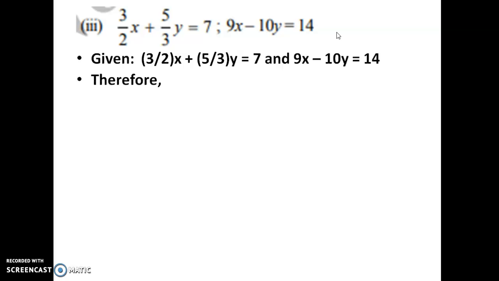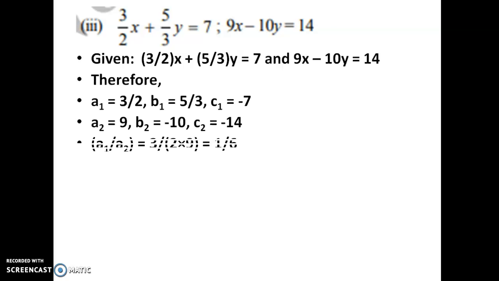So write the given equation. Okay, then a1 equal to 3 by 2 and b1 equal to 5 by 3. How I wrote, you can understand. The x coefficient is 3 by 2, so fully you should take 3 by 2. Then the y coefficient is 5 by 3. Okay, this 7 is in the RHS, so bring it to the LHS. Then write minus 7. Then here the coefficient of x is 9, the coefficient of y is minus 10, and c2 is minus 14.